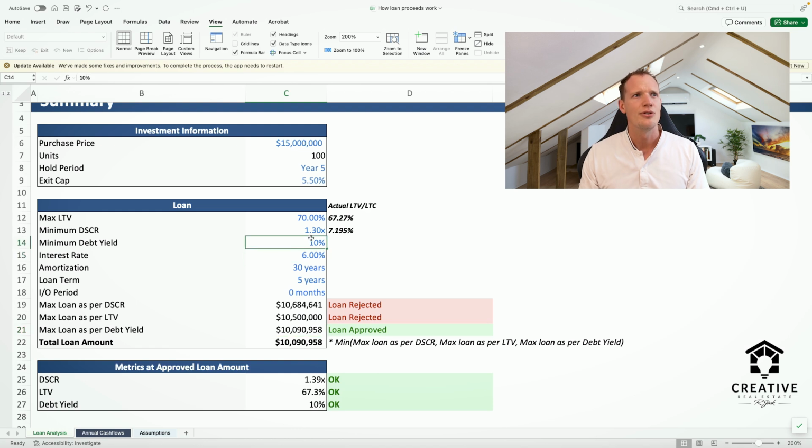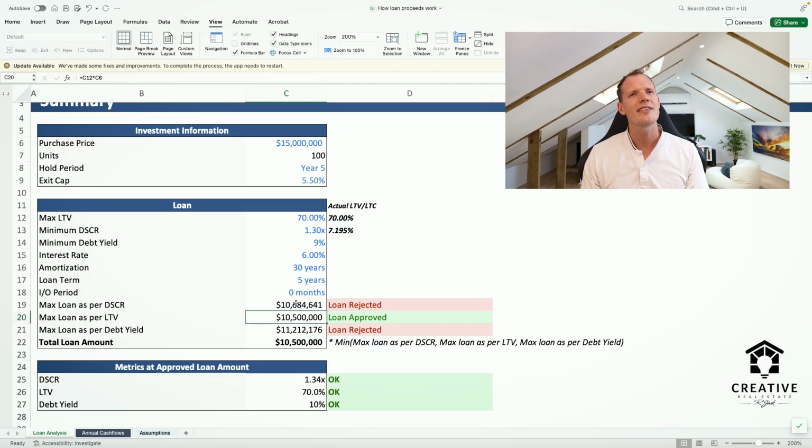So currently it is our debt yield that's the problem. So what I'm going to do is reduce that requirement. Let's assume that the lender's debt yield requirement is not 10%, but it's actually 9%. What you'll see over there is that the maximum loan proceeds on a 9% debt yield work out to $11.2 million. So now we're suddenly limited by the loan to value.